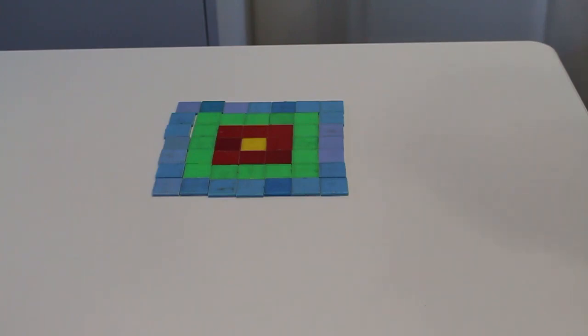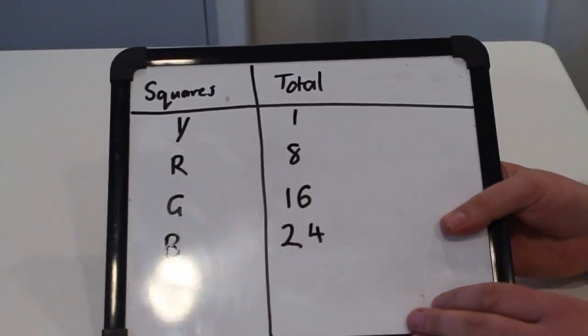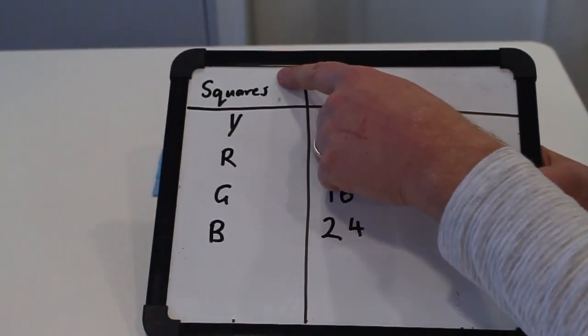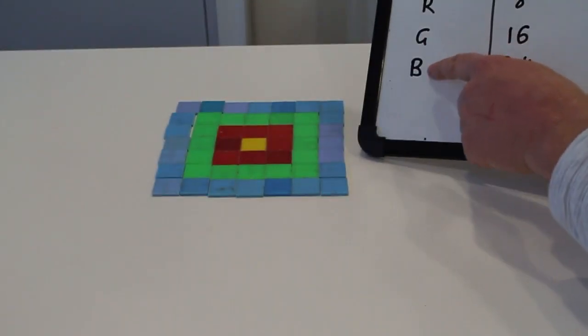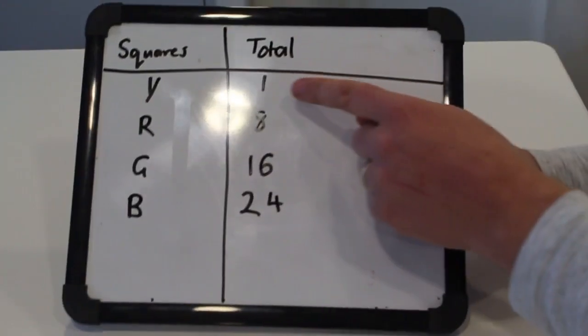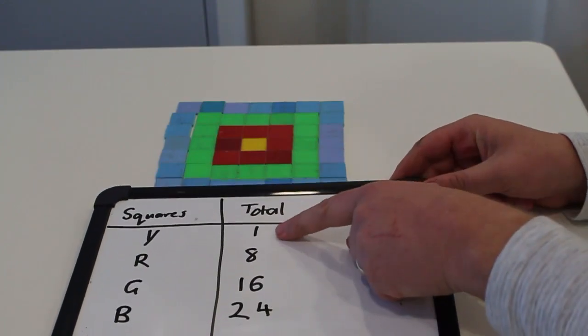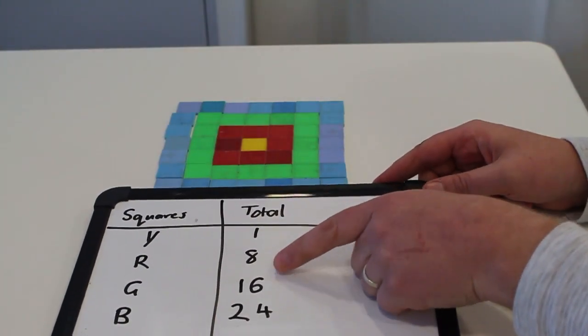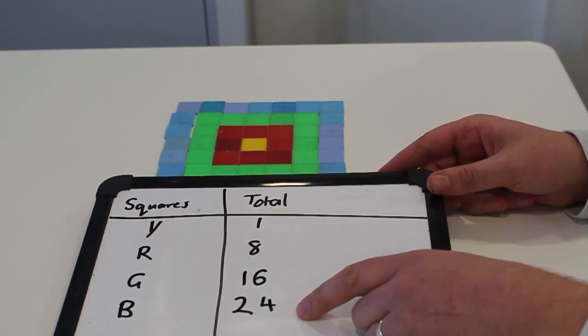So hopefully you've had a go now drawing a table, and it might end up looking something like this. So this is my table here. So I've got my squares with the letter representing each of the colours. So we've got yellow, red, green and blue. Then to the side I've added up the totals. So for the yellow there was 1, for the red 8, green 16 and then blue 24.